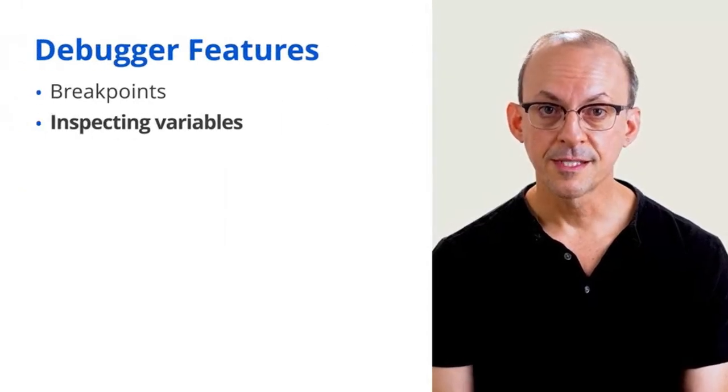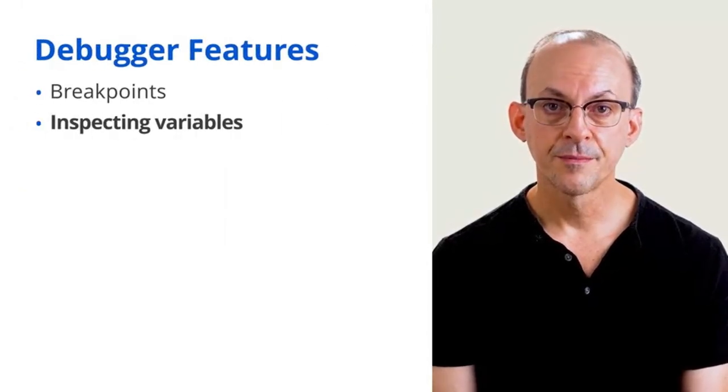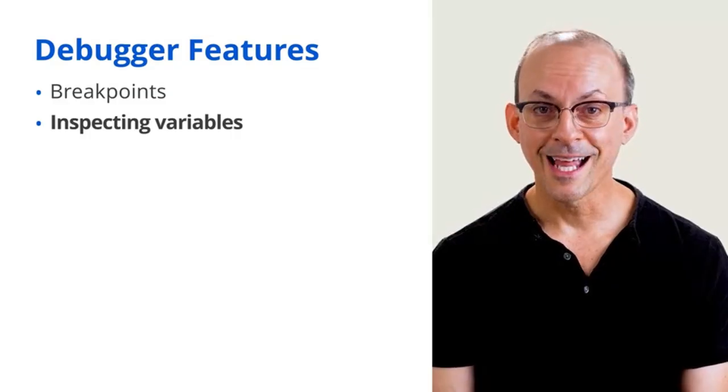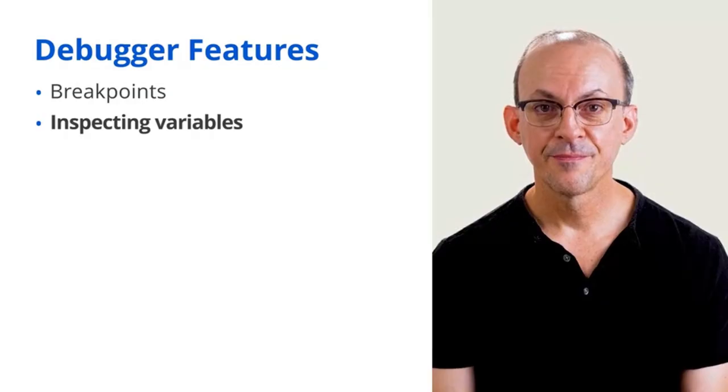After setting your breakpoints, the next step is inspecting your variables. This is where you can determine exactly what's happening in your code at that precise moment when the breakpoint is hit.